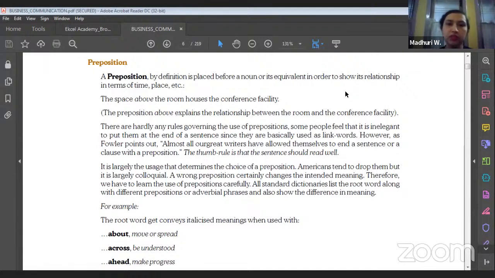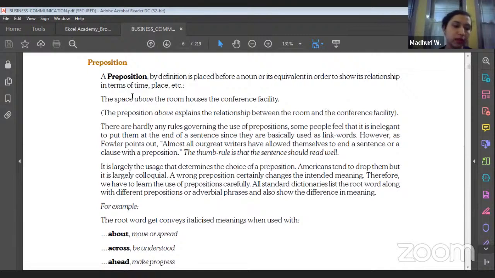So a preposition basically, by definition, is placed before a noun or its equivalent in order to show its relationship in terms of time or place. Generally, a preposition marks a location, or in terms of space, it helps you locate you, or in terms of time. Right? To talk about this, let's use certain examples. Let's see what the examples say.